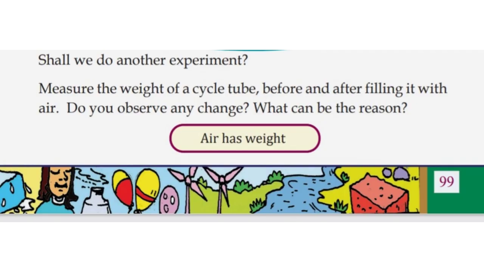Shall we do another experiment? Measure the weight of a cycle tube before and after filling it with air. Do you observe any change? What can be the reason? Air has weight. Now let's do the experiment.